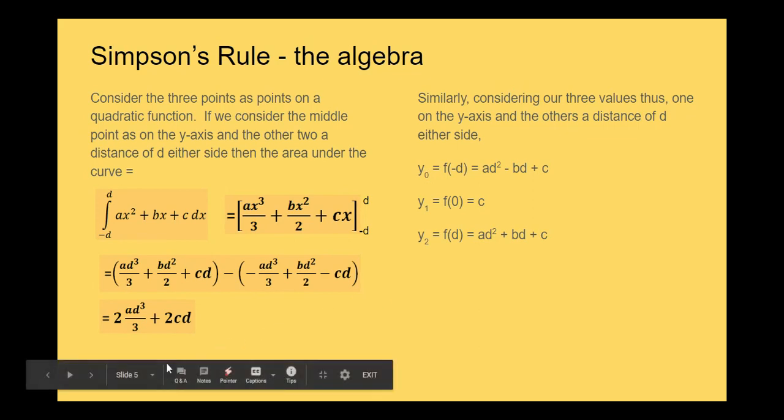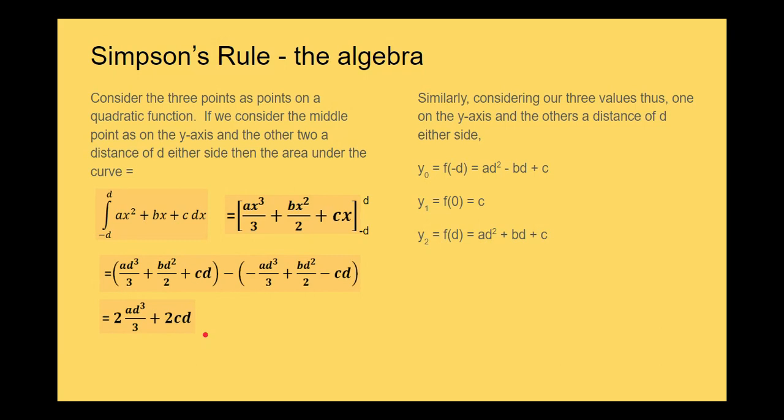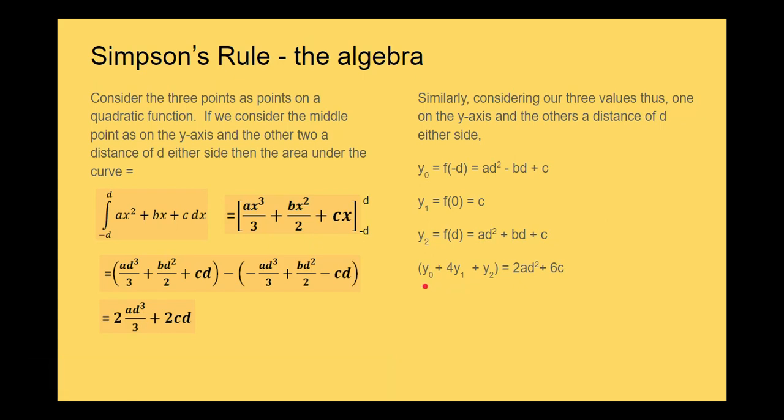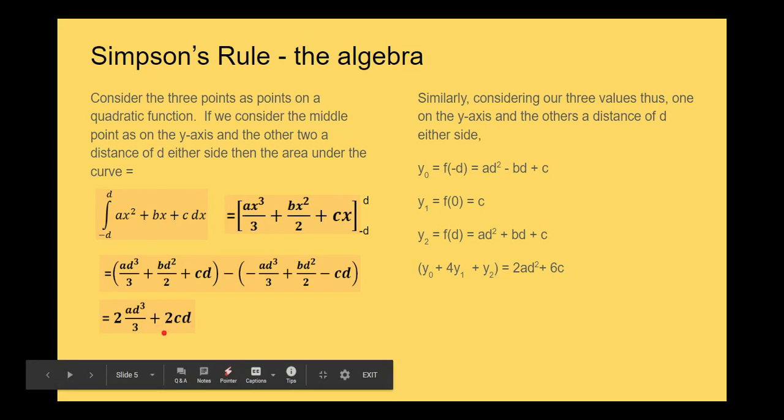And can we make it something similar to the area under the curve, which, as you know, is in terms of a, c, and d? So, of course, we can. If we add y0, 4 lots of y1 and y2 together, then this is what we get. Notice that the term in b in y0 is none there, and the term in b in y2, they cancel each other out. So we're left with a term in a, c, and d, which is quite similar to what we're trying to make it equivalent to.